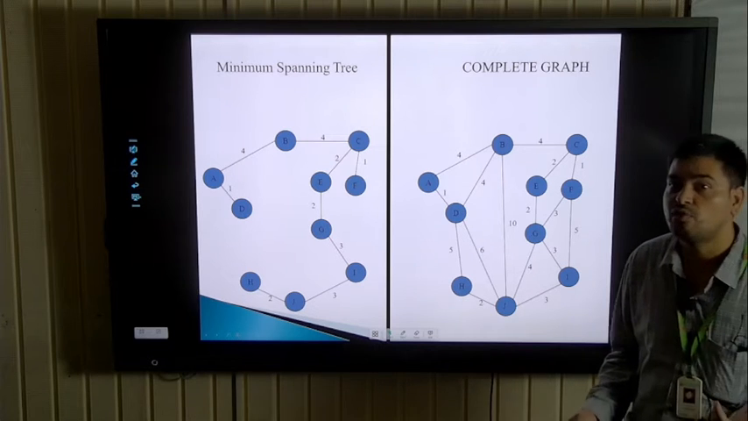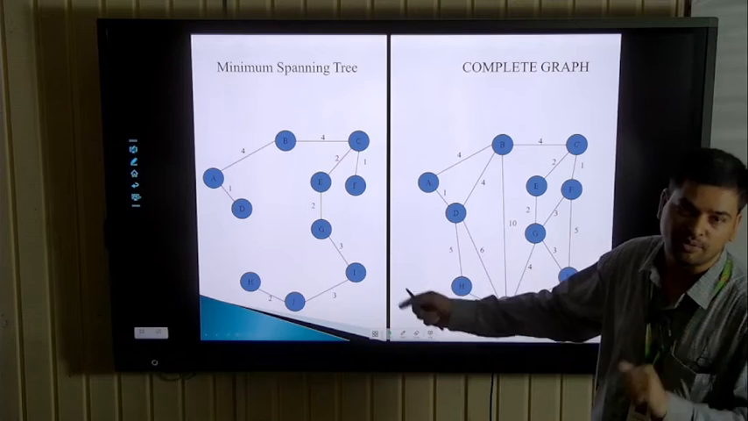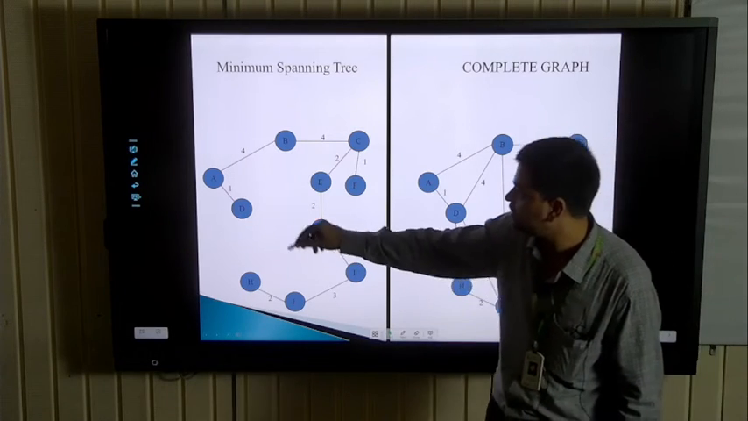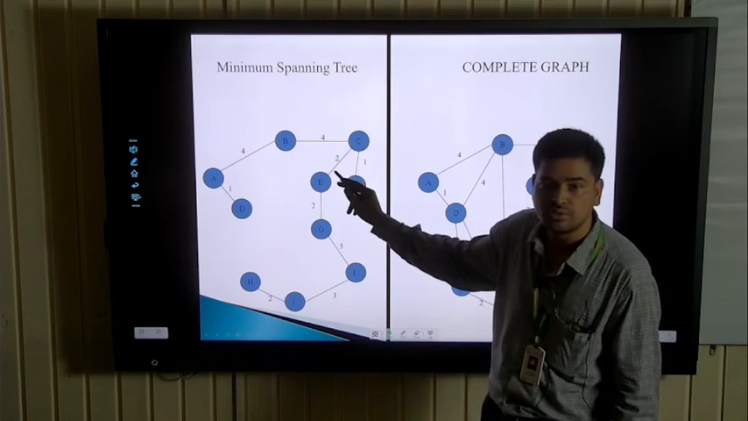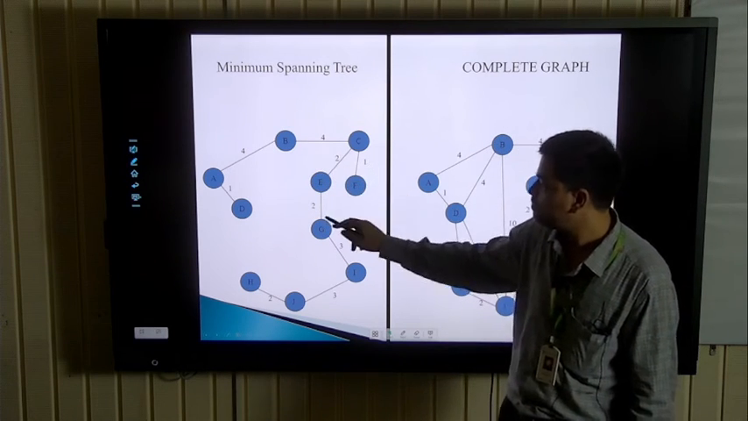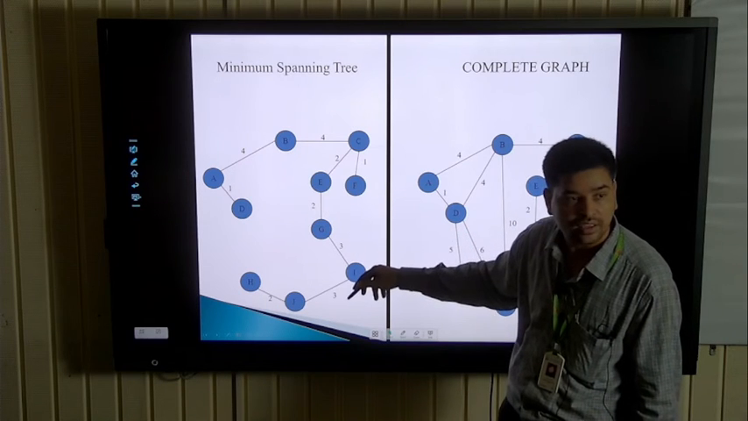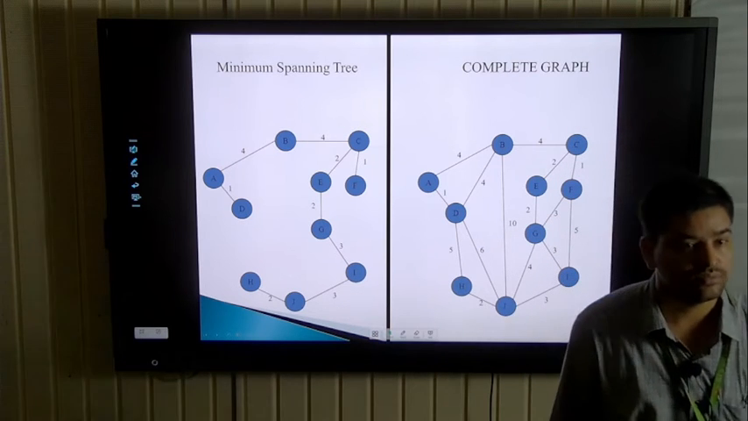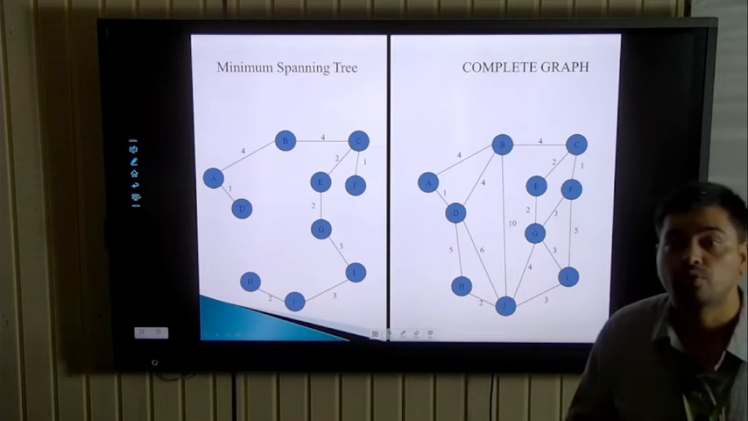Now, sir, how do we find the cost of the minimum spanning tree? This is the minimum spanning tree, not the cost. Now you add the cost of each and every edge: 1 plus 5, 5 plus 4, 9, 9 plus 2, 11 plus 1, 12 plus 2, 14 plus 3, 17 plus 3, 20 plus 2, 22. So 22 is the minimum cost of the tree. It is called MST. This method is called the Kruskal method.